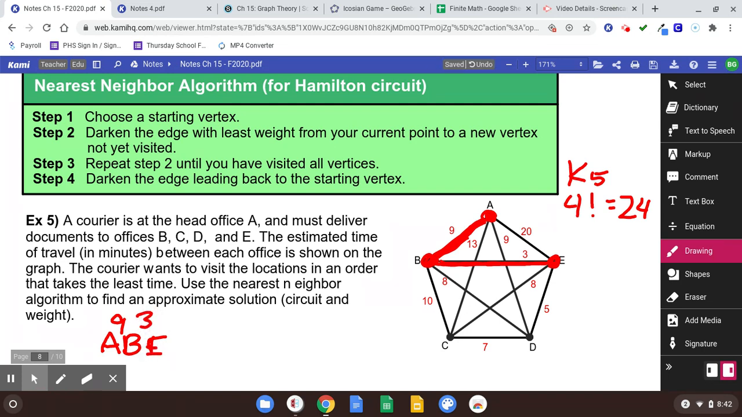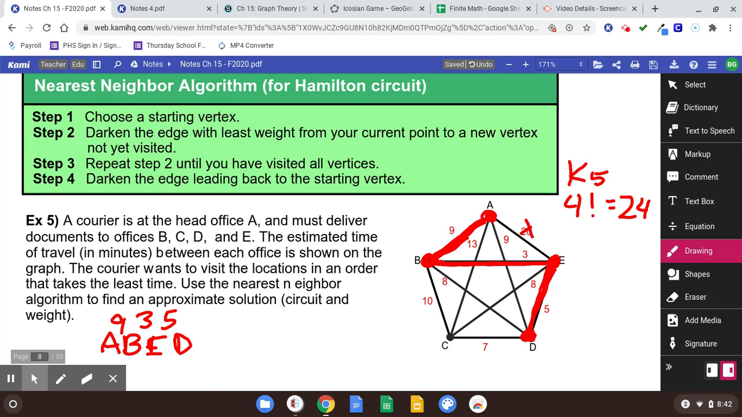Now, keep in mind, you don't want to go back to one that you've already been to. So we absolutely will not go to this 20 or go to A. We're only going to go to either C or D. We're going to go to one we haven't visited yet. And so if you're choosing between an 8 and a 5, you're going to choose this 5 right here. Nearest neighbor. Makes perfect sense. We're going to D with a weight of 5.